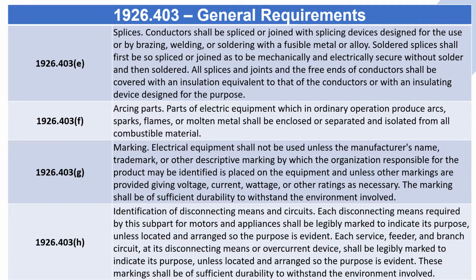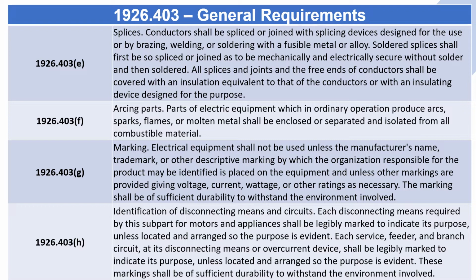1926.403(f) Arcing parts. Parts of electric equipment which in ordinary operation produce arcs, sparks, flames, or molten metal shall be enclosed or separated and isolated from all combustible material. 1926.403(g) Marking. Electrical equipment shall not be used unless the manufacturer's name, trademark, or other descriptive marking by which the organization responsible for the product may be identified is placed on the equipment and unless other markings are provided giving voltage, current, wattage, or other ratings as necessary. The marking shall be of sufficient durability to withstand the environment involved.